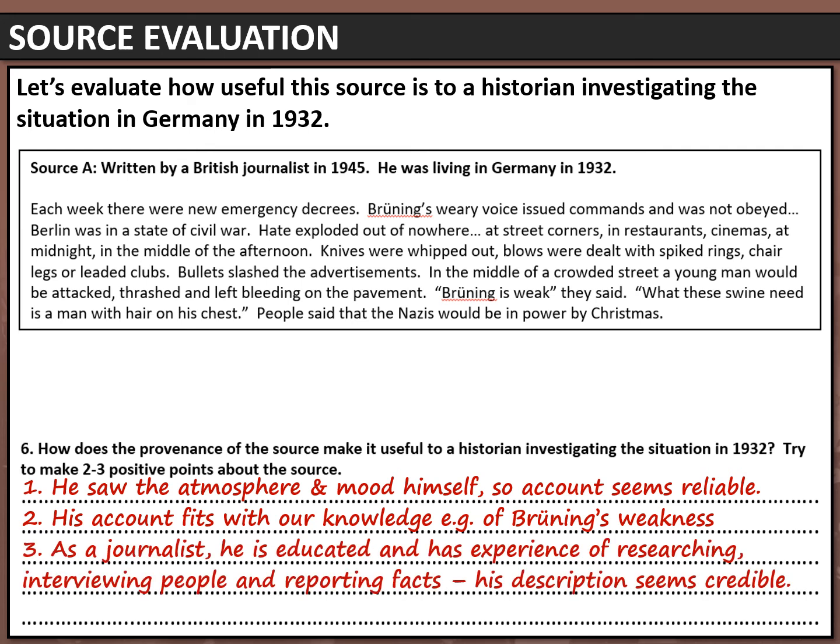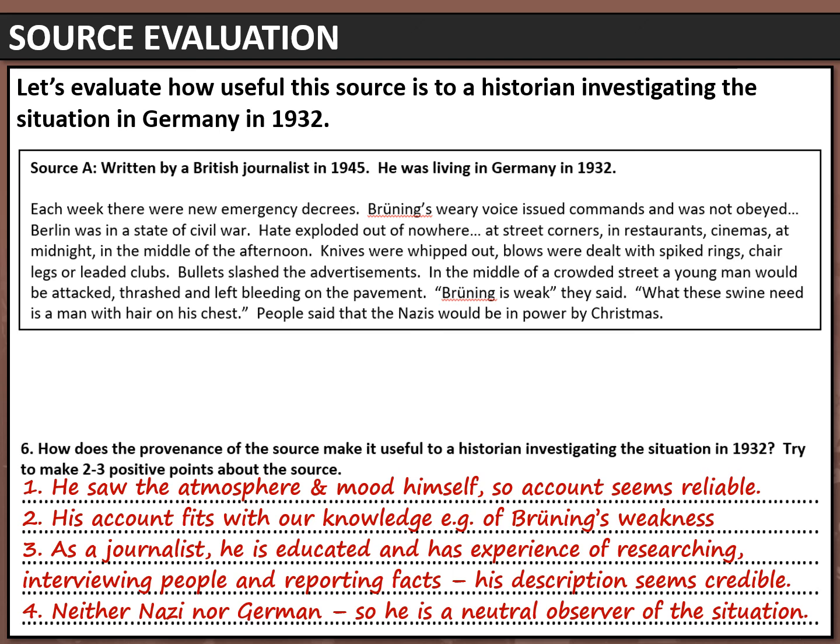Here's another point we could make. As a journalist, this is an educated man, and a journalist has skills and experience at researching and interviewing people and reporting facts. So those quotes in the source are probably from interviews that he's carried out. So his description seems really credible, believable, reliable.